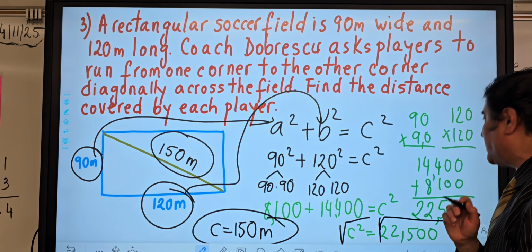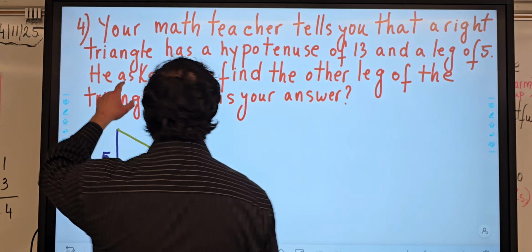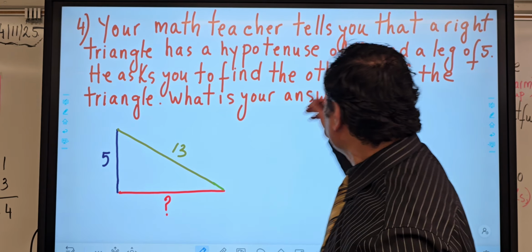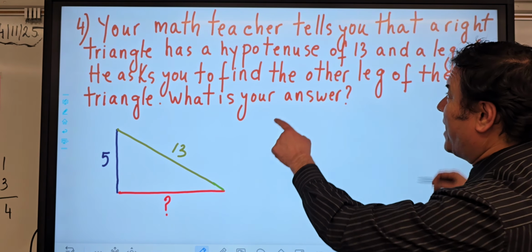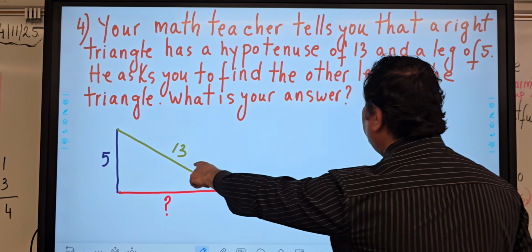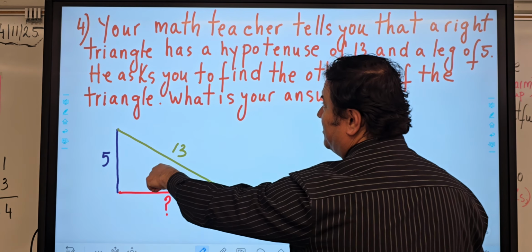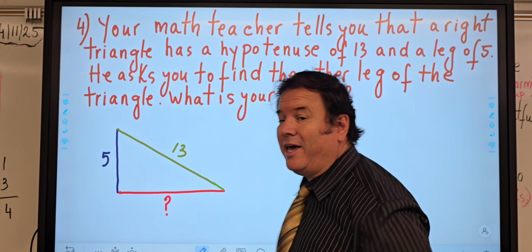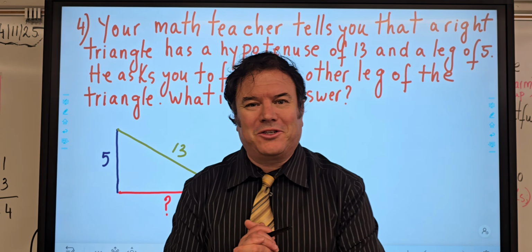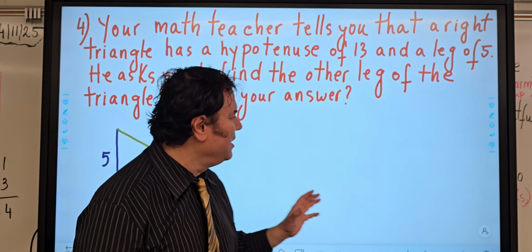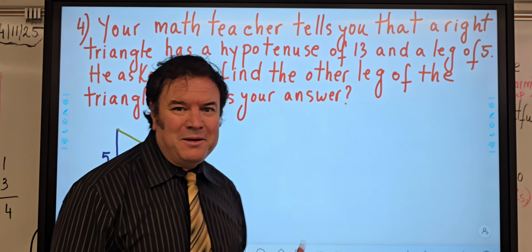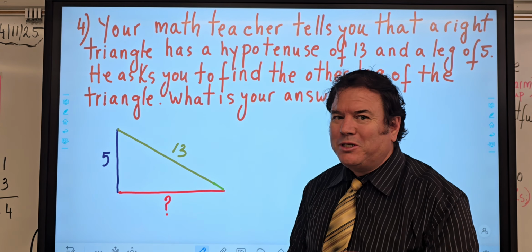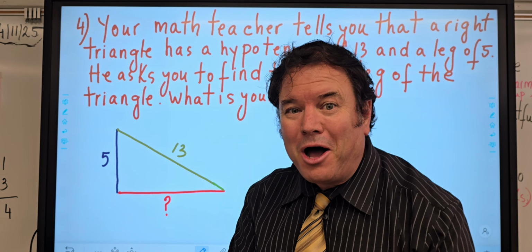Let's continue with our last problem here. In this problem, we have your math teacher, of course, Mr. Dobrescu to the rescue. He tells you that a right triangle has a hypotenuse of 13 and a leg of 5. He asks you to find the other leg of the triangle, and the question is, what is your answer? I want you for this one to take about 3 or 4 or 5 minutes, pause this video and see if you can find the answer. And if you can find the answer, Mr. Dobrescu is going to give you an A++.